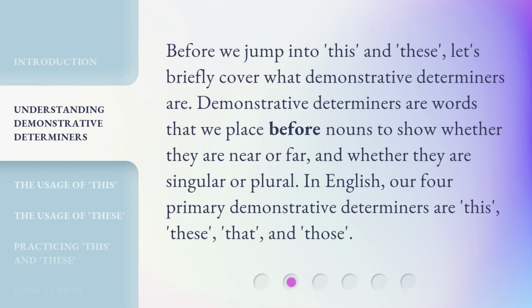Before we jump into this and these, let's briefly cover what demonstrative determiners are. Demonstrative determiners are words that we place before nouns to show whether they are near or far, and whether they are singular or plural. In English, our four primary demonstrative determiners are this, these, that, and those.